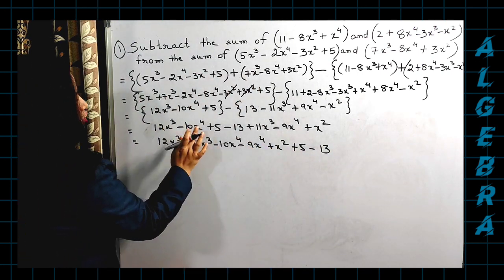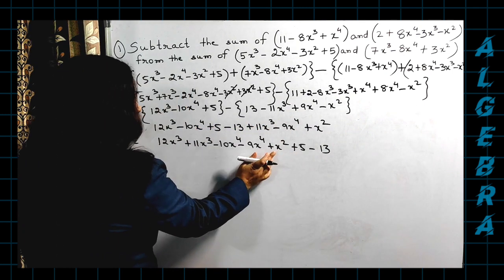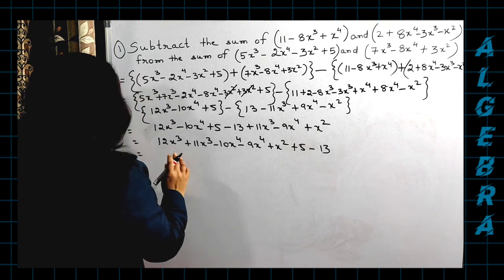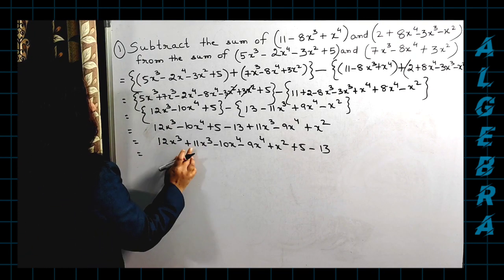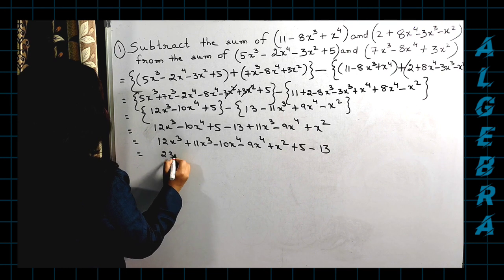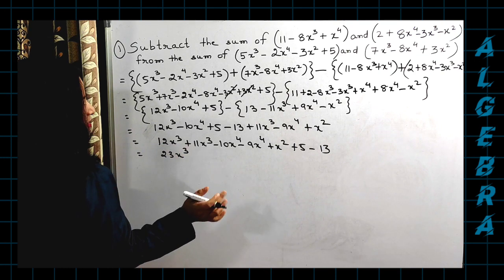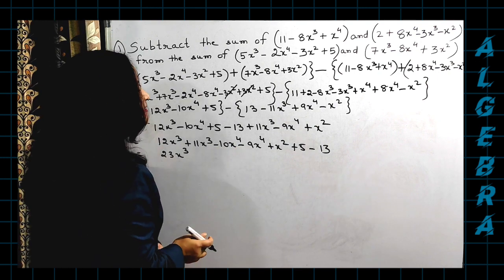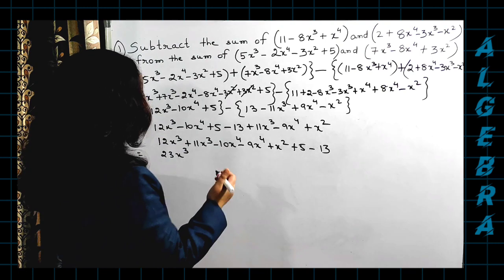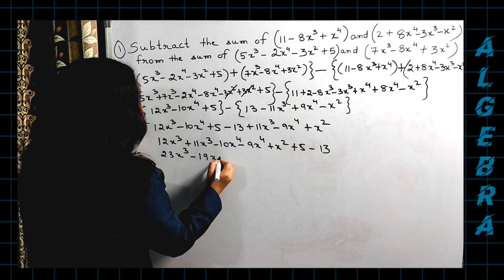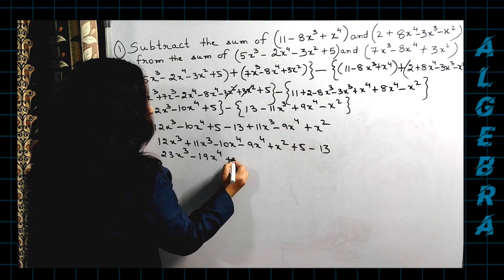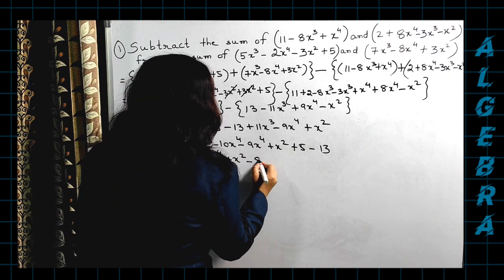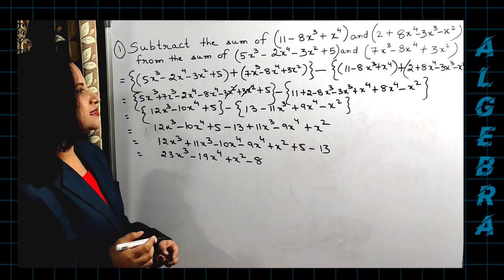I think we have written everything. 1, 2, 3, 4, 5, 6, 7. Keep on checking so that you may not miss any one term like that. Okay. Then now 12 plus 11. Both are plus. So how much will it give you? 23. Right, 23x cube. Minus 10 minus 9, because both are like terms, will give us how much? Minus 19. So minus 19x to the power of 4 plus x square is single, plus 5 minus 13. So minus 8. Got your answer?